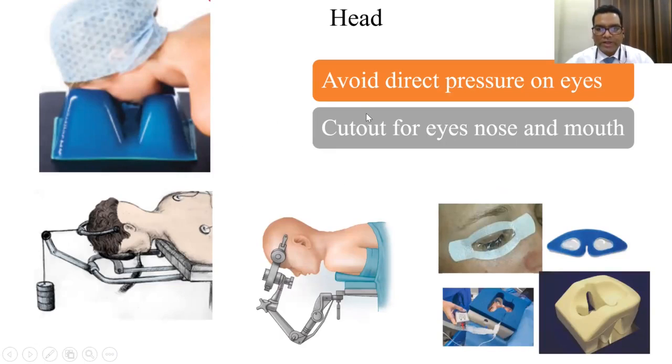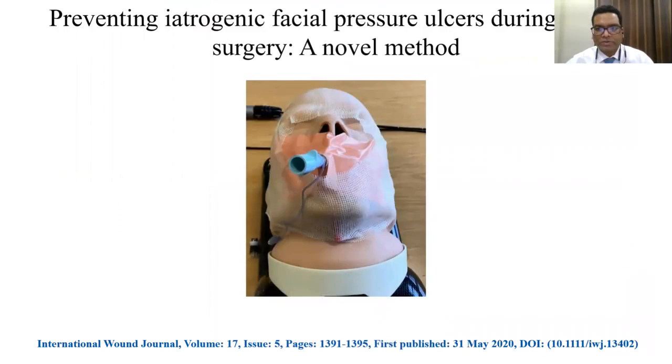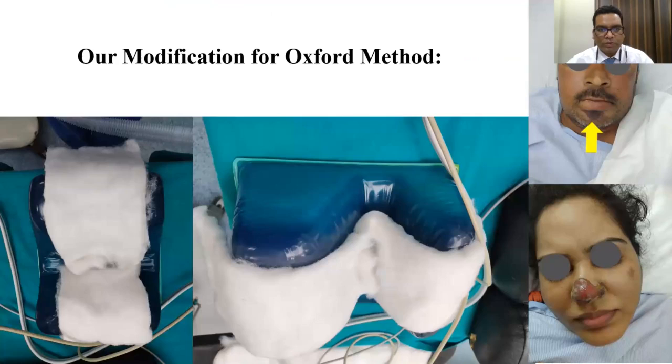In the prone position, avoid direct pressure on the eyes. A cutout for the eyes, nose, and mouth is important. This is one of the modifications done by Oxford University. If the patient is having surgery of more than 6 hours, they usually apply a Bactigras dressing before positioning the patient in the prone position. That helps to avoid any pressure sores.